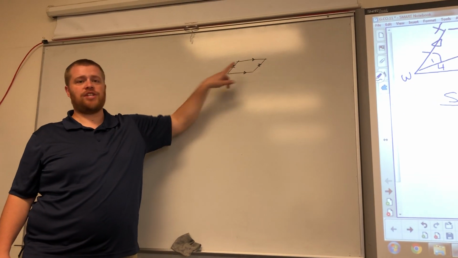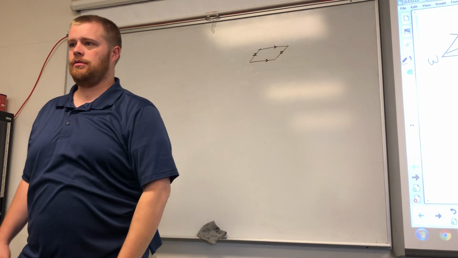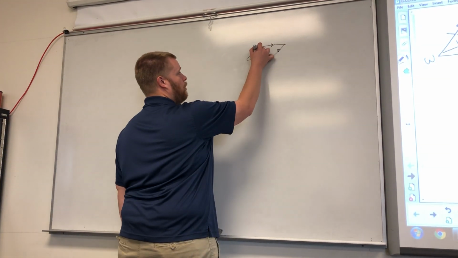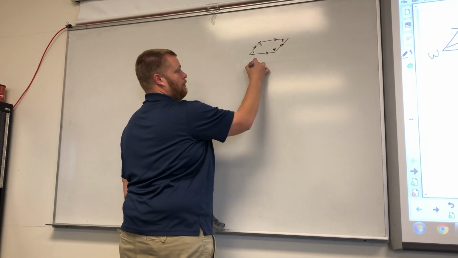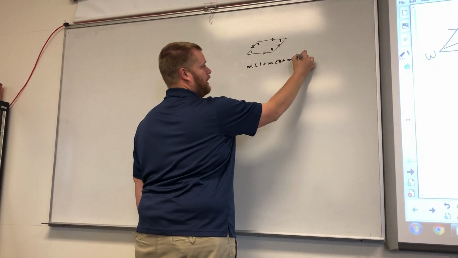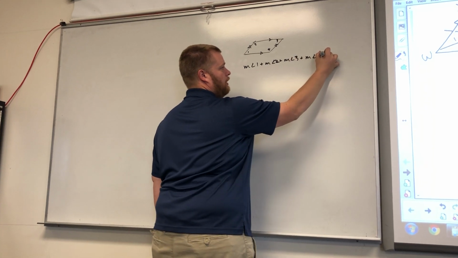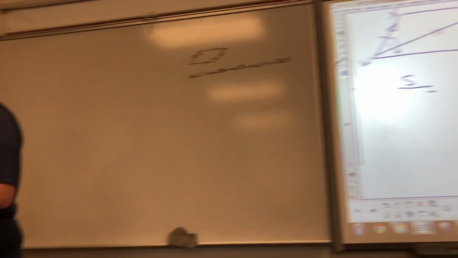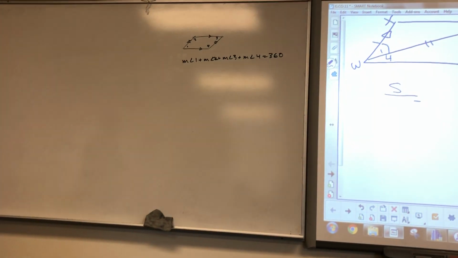Okay? What should all of the angles inside of those four-sided shapes add up to be? 360. 360 degrees. Okay, so if this is 1, 2, 3, 4, measure angle 1 plus measure angle 2 plus measure angle 3 plus measure angle 4 add up to be 360 degrees.